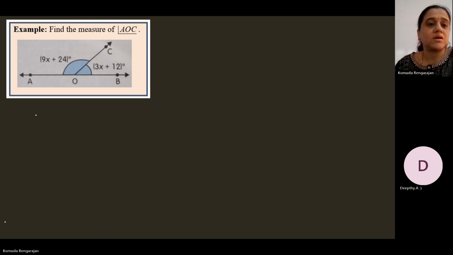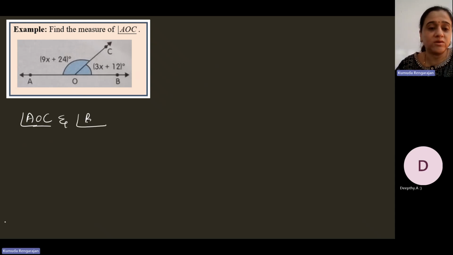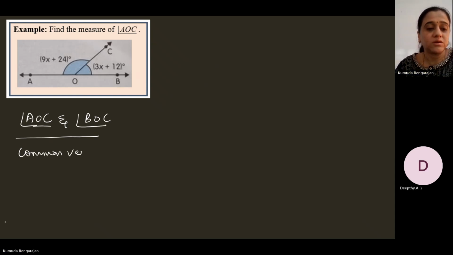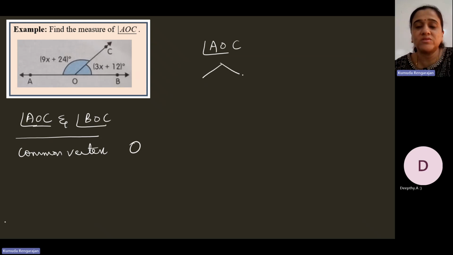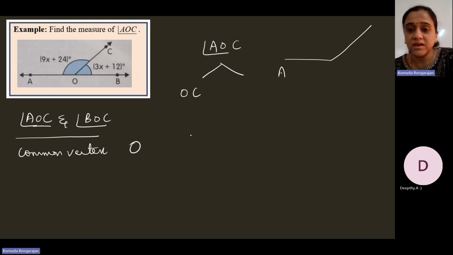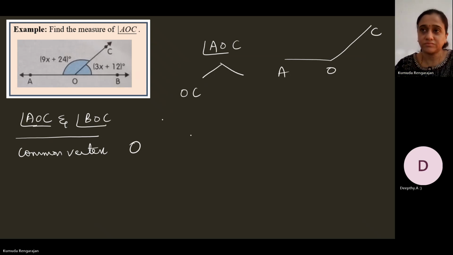Okay. We'll just discuss these two angles, angle AOC and angle BOC. Now, common vertex. Which is the common vertex, tell me? O. Now, tell me the two arms of angle AOC. Which are the two arms of angle AOC?